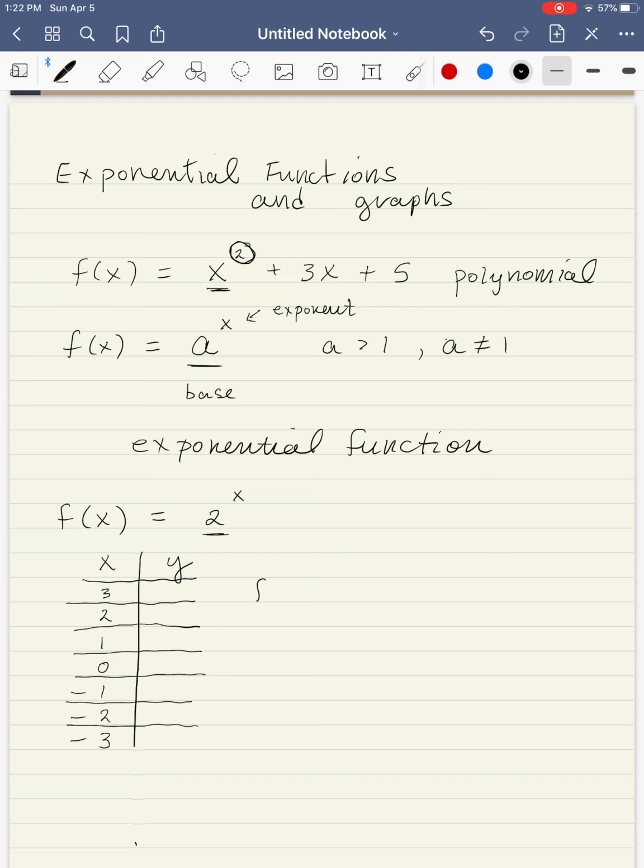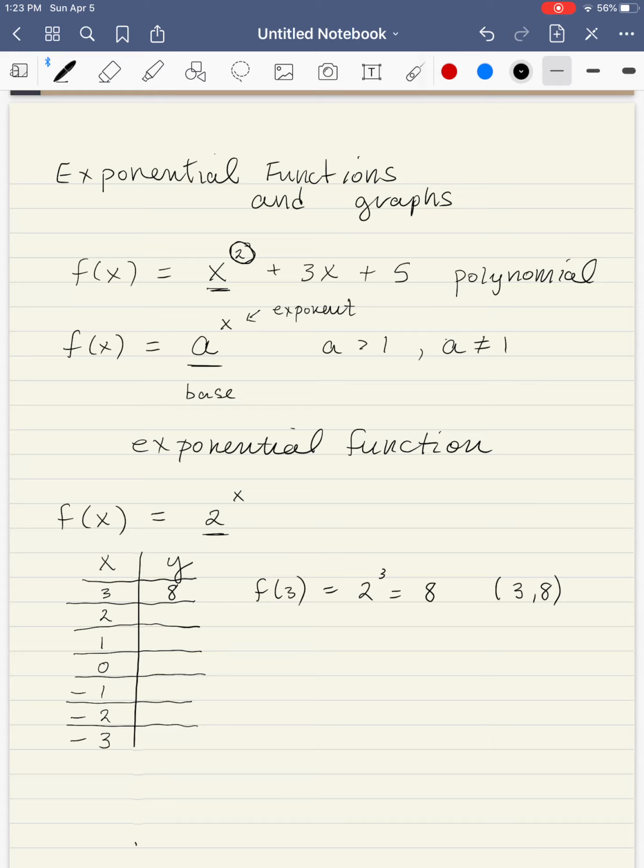So if x is 3, we're finding f of 3, which is 2 to the third power, which is 2 times 2 times 2, which is 8. So we have 3 as our input, 8 as our output, and we have the ordered pair (3, 8). I want you to go ahead and do the same thing with each of the remaining numbers, the 2, the 1, the 0, etc. And again, if you need a review on how negative and 0 exponents work, watch the exponent review video.